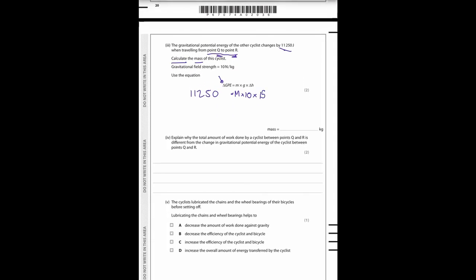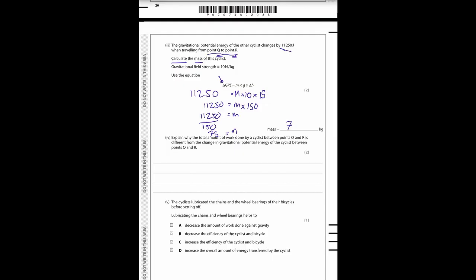And again, I could rearrange this in one step if I wanted to. But if I'm struggling a little bit with rearranging, I can just say m times 10 times 15 is 150. That stays the same on that side. So now I know m equals 11,250 divided by 150. So I'm going to put this in my calculator to find out what it is. 11,250 divided by 150 is equal to exactly 75.